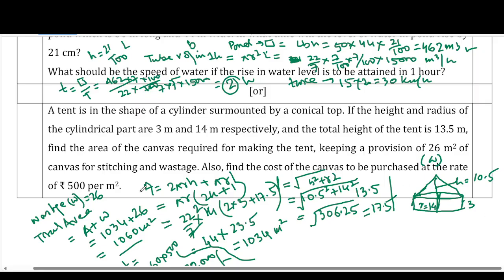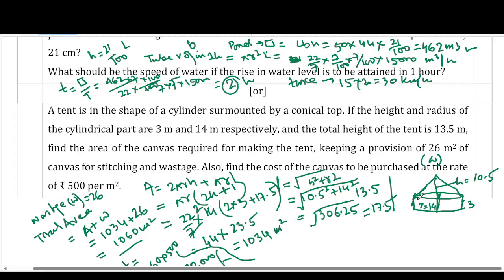Another question is given here. A tent is in the shape of a cylinder surmounted by a conical top. The radius and height of the cylindrical part are 14 meter and 3 meter respectively, and the total height of the tent is 13.5, means the height of the cone will be 10.5. Find the area of the canvas required for making the tent, keeping a provision of 26 meter square canvas for stitching and wastage. Also find the cost to purchase this.